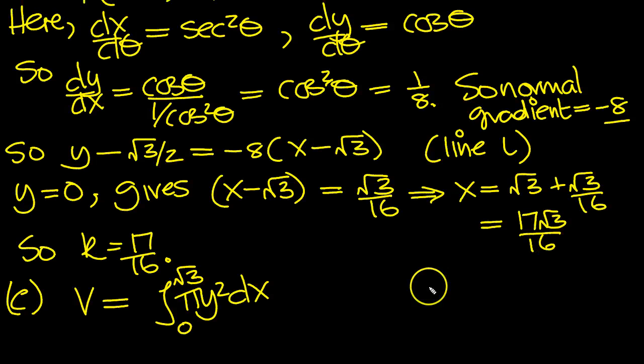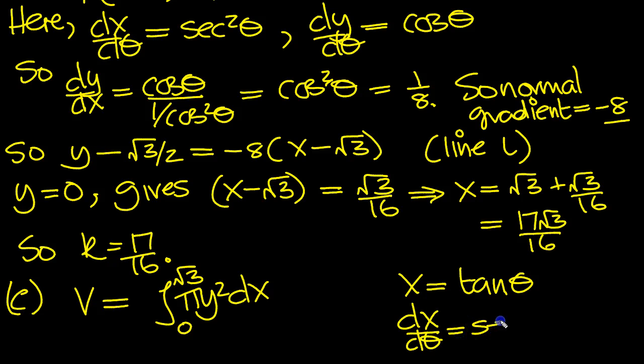We're going to have to replace dx, so what do we need? x equals tan theta, so dx d theta is equal to sec squared theta. So we can replace dx by sec squared theta d theta. y squared: y is equal to sine theta from above. So let's put it in and see what we get.